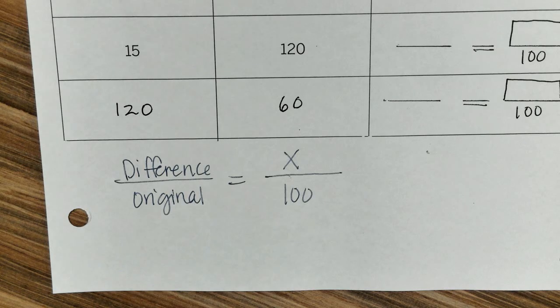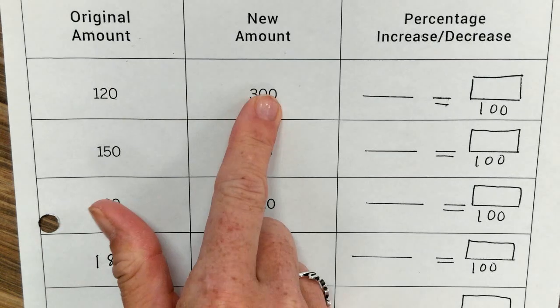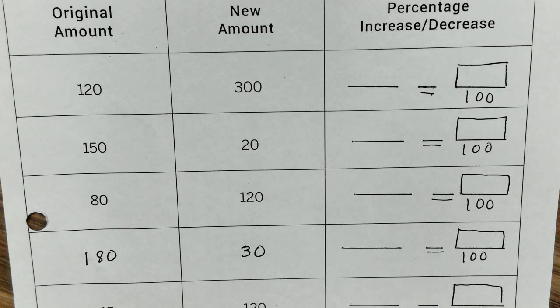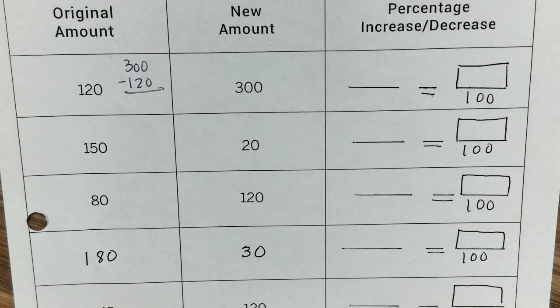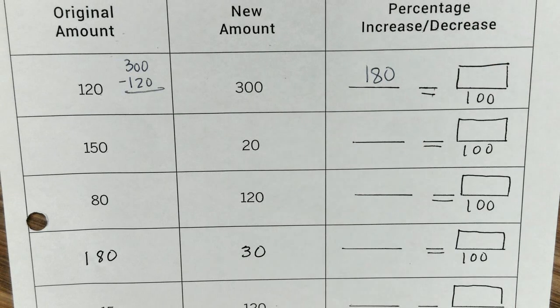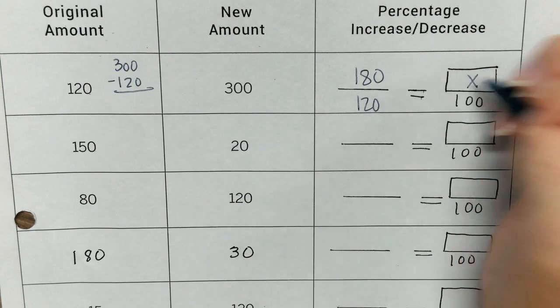All right, let's do some examples. Number 1, the original cost was $120. The new cost was $300. What's the first thing we're going to do? We're going to subtract to find the difference between those numbers. So what's 300 minus 120? 180. So that's going to go up top for difference. What's going to go on the bottom? The original amount, which is 120. And you're going to set it equal to X over 100.